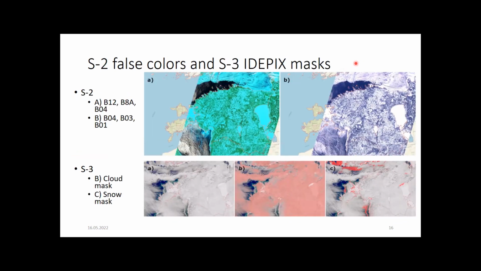Then optical, Sentinel-2, Sentinel-3, we made 2 different composites. This one is presented on the website as well. And then cloud mask and snow mask from the Metabix algorithm.